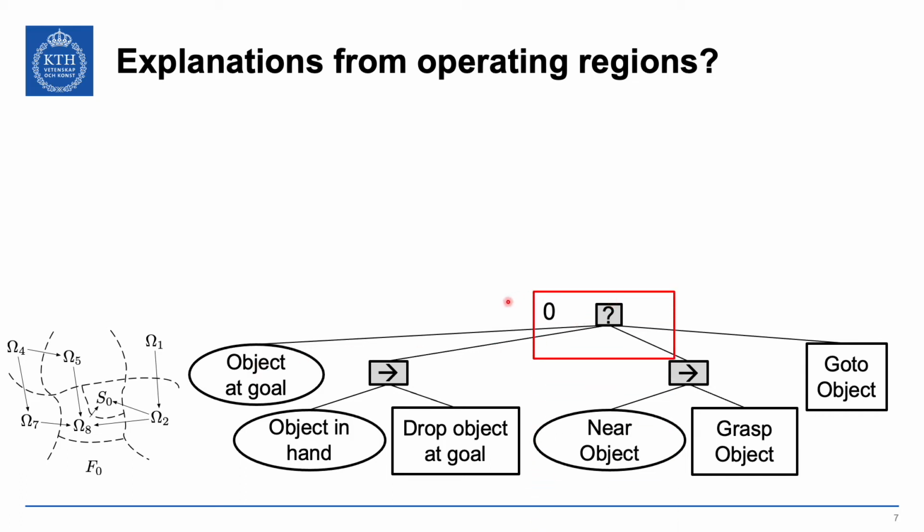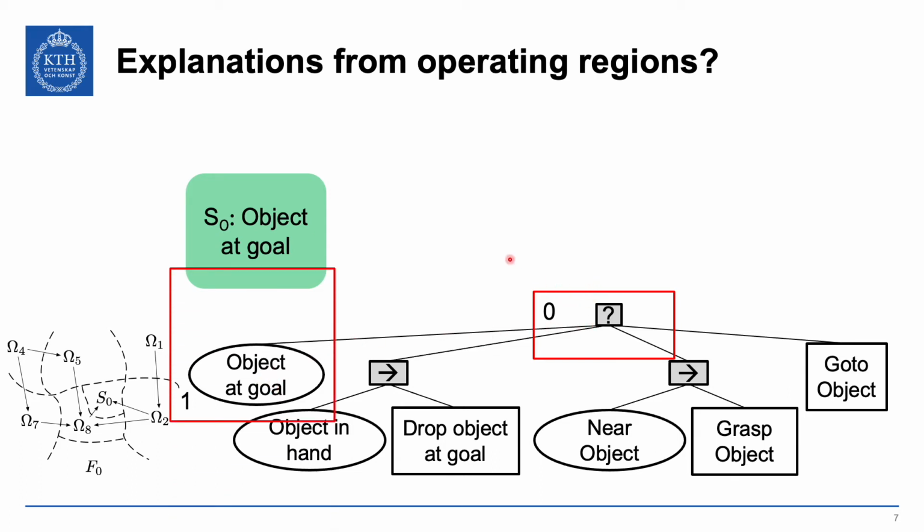So let's call the whole tree behavior tree 0. Then the success region of tree 0 is the object at goal. When the object is at goal, this guy is going to return success, and the whole tree returns success. So subtree 1 over here basically does not have an operating region, because this is just a condition saying true false. So let's look at subtree 2 here, object in hand, drop object at goal.